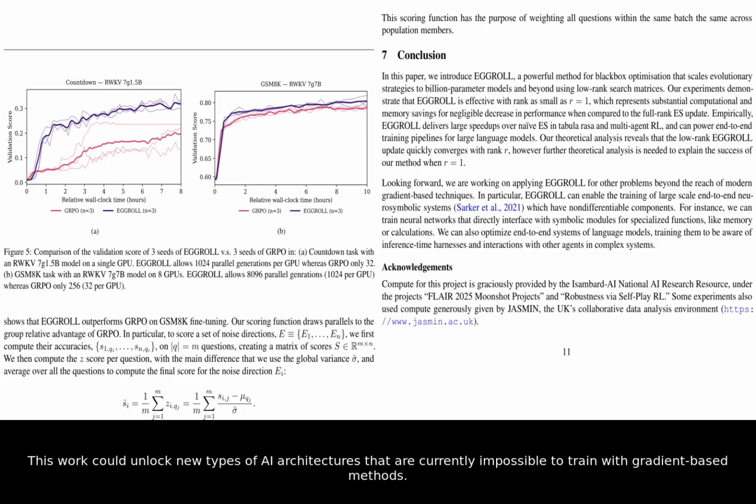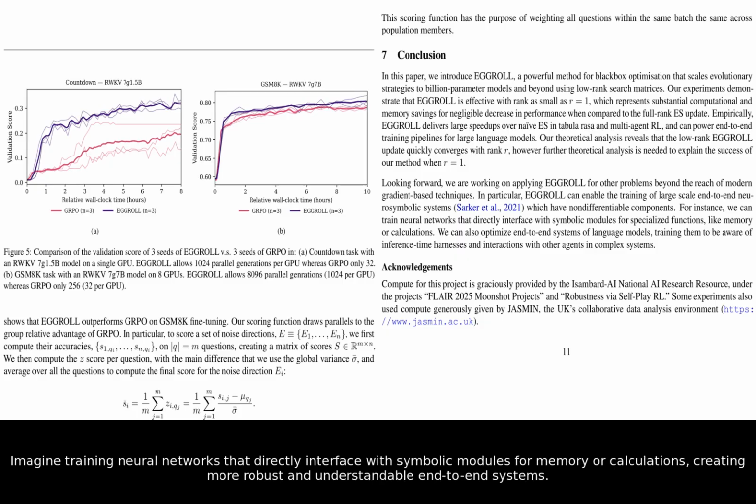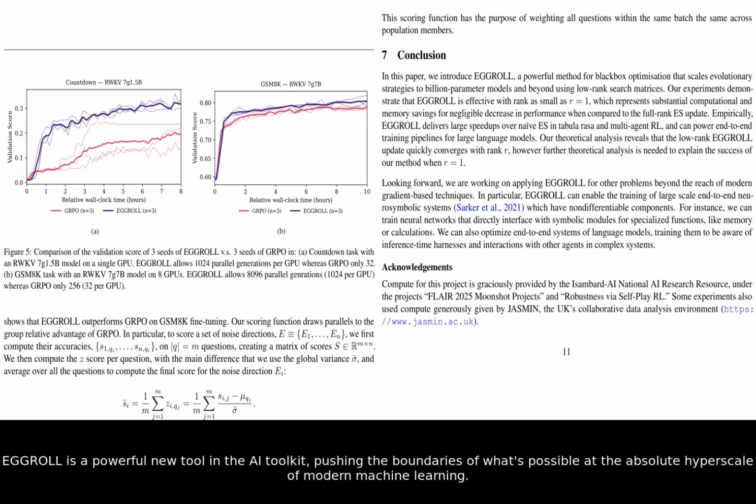This work could unlock new types of AI architectures that are currently impossible to train with gradient-based methods. Imagine training neural networks that directly interface with symbolic modules for memory or calculations, creating more robust and understandable end-to-end systems. EGGROLL is a powerful new tool in the AI toolkit, pushing the boundaries of what's possible at the absolute hyperscale of modern machine learning.